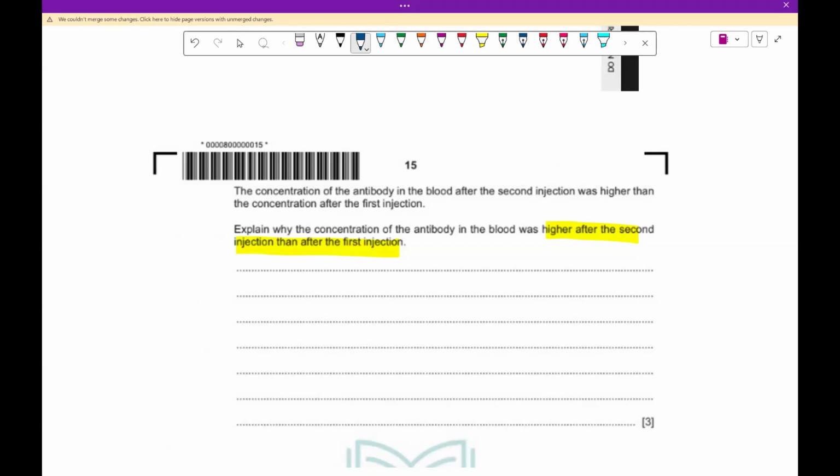Antibodies. So that's what it is. So we say that the memory cells were produced after the primary response, which was the first infection.